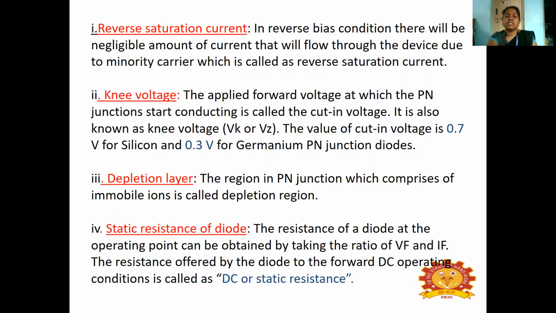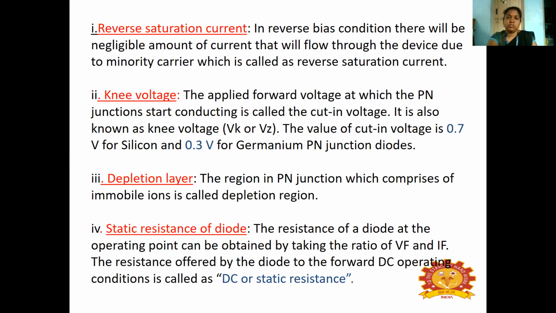Next is the Knee voltage. The Knee voltage is the applied forward voltage, because the Knee voltage normally occurs in forward bias. At the forward voltage, the minimum voltage at which the PN junction starts conducting is called the cut-in voltage. So this Knee voltage is also called the cut-in voltage. The cut-in voltage is 0.7 volt for silicon and 0.3 volt for the germanium PN junction diode.